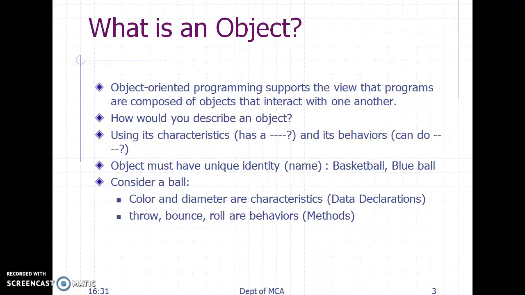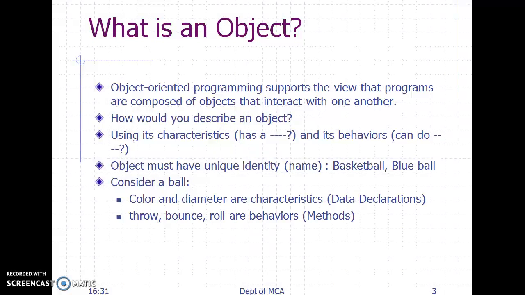First, we go for an introduction to object-oriented programming, which mainly supports objects and classes. Whenever we need to have an interaction with one another, we make use of objects. How do we describe an object? Generally, whenever we take any physical entity, we describe it using characteristics like "has a", or, coming to its behavior, "can do". Objects must have a unique identity, like basketball, blue ball.